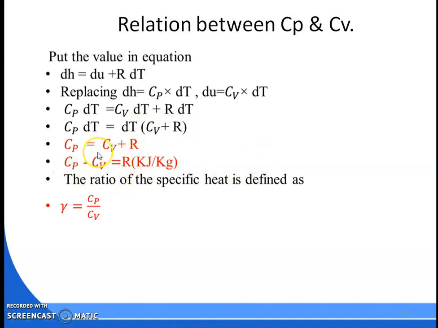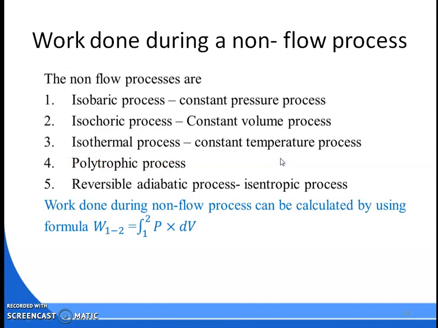What is the relationship between Cp and Cv? Derive the relationship between Cp and Cv. So you have to derive using the enthalpy equation, then you have to find it out. Okay. Next we will discuss work done during non-flow process. Then what are the non-flow processes?